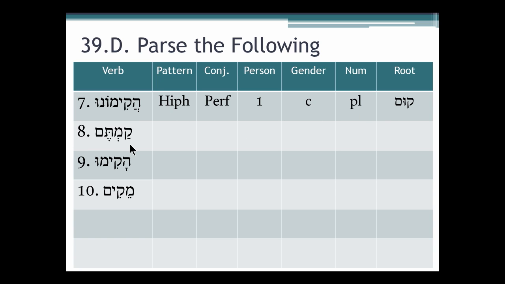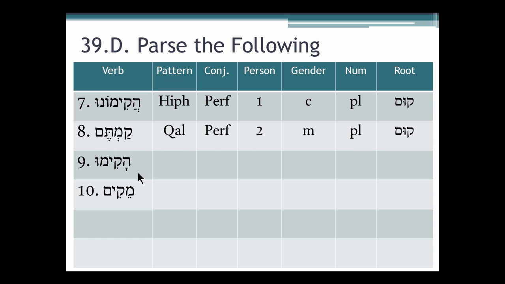Number 8, comtem. Okay, we've got tem. That's a dead giveaway for a perfect second masculine plural. Leaves us with kof and mem. Again, hopefully you would know your vocabulary well enough to know that the lemma is probably going to be kum. And I know in the perfect, again, that hollow verb, the middle consonant is going to drop out. So we have a cal perfect second masculine plural. Again, there's nothing here to suggest it's anything other than cal.